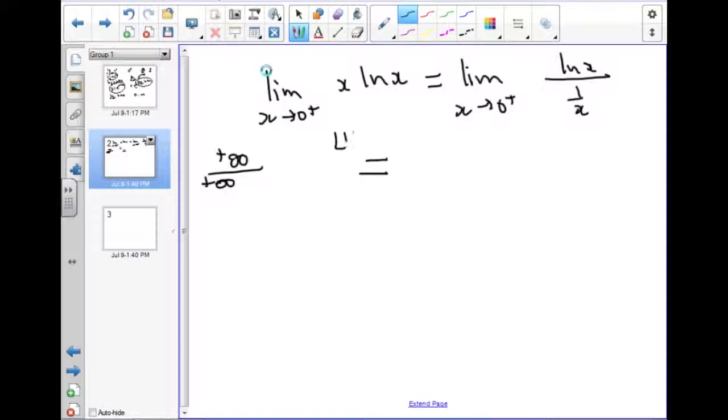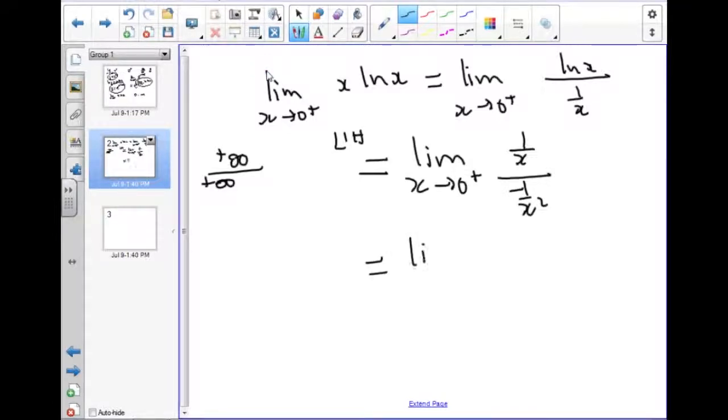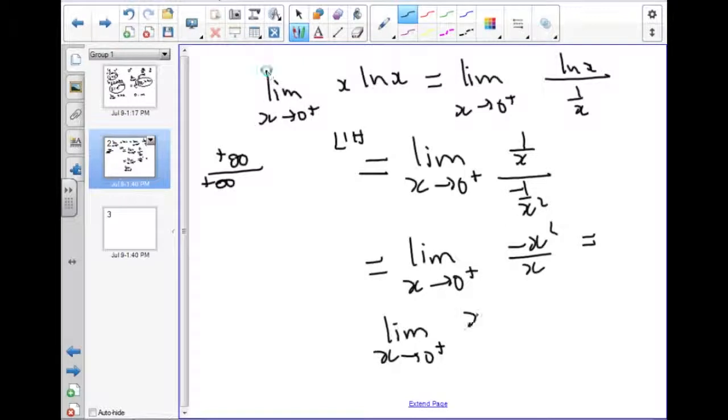So by L'Hopital's rule, we can say that this is the limit when x approaches 0 on the right of the derivative of the function that is on top. You know the derivative of ln is going to be 1 over x, and the derivative of 1 over x is going to be negative 1 over x squared. After this, we just have to calculate this, which is negative x squared over x. And this is the limit when x goes to 0 on the right of negative x. We just have to plug in x equals 0, which is 0.